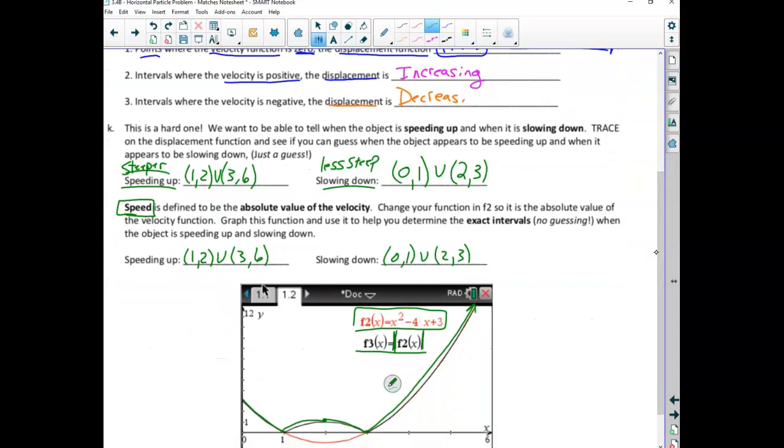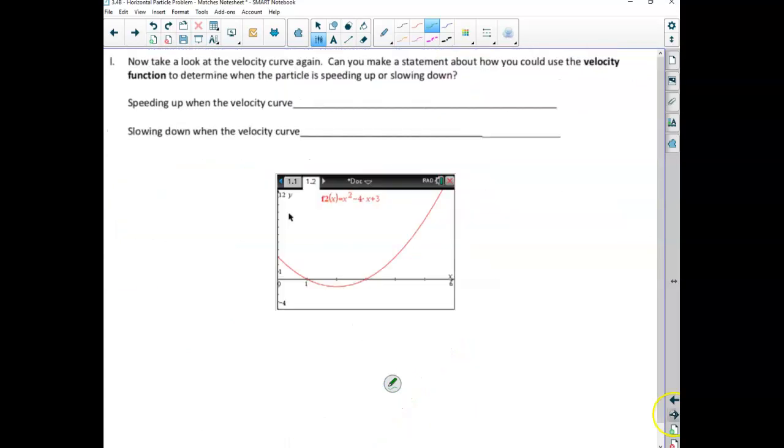Now we're going to come in to the culmination of it all. I said it usually comes together at the end. Is this what I wanted? Yes. Now take a look at the velocity curve again. So here's my velocity curve, okay? And I have these separated so you can see them nice in here.